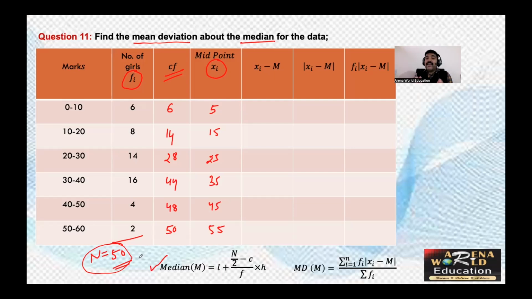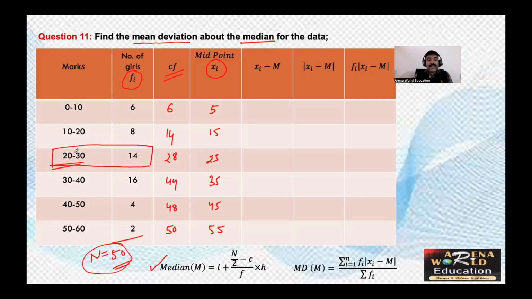Means they are even numbers, right? So if we talk about even numbers, the median will be the average of the middle two. Now look at the cumulative frequency here: 6, 14, 28. It means the 25th term and 26th term will lie in this one. This is called the modal class, right?